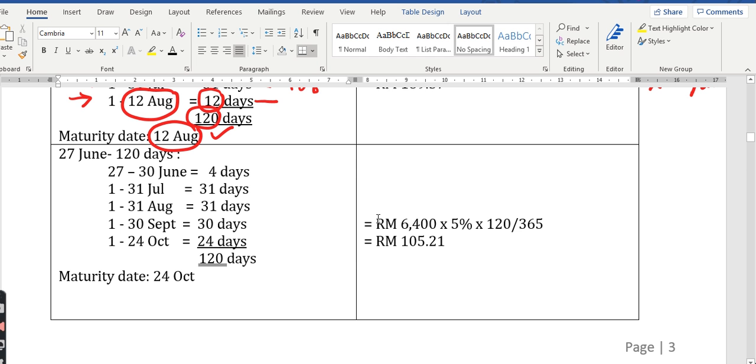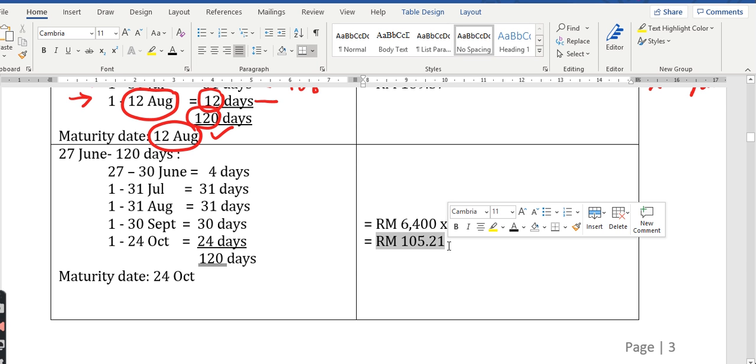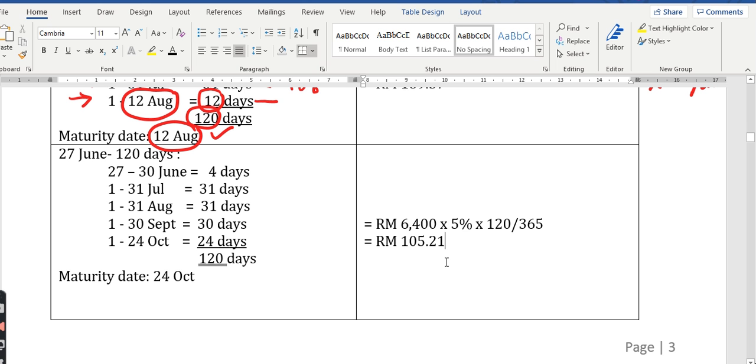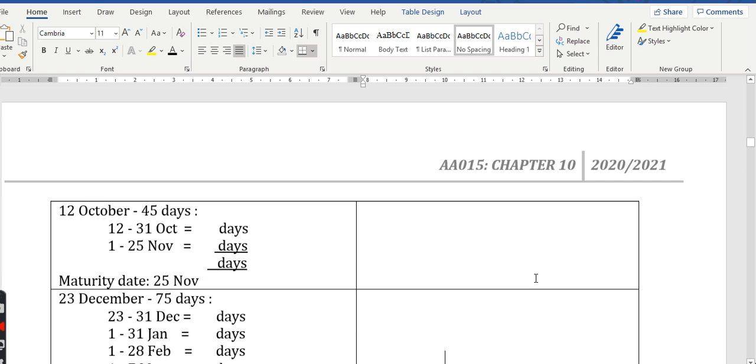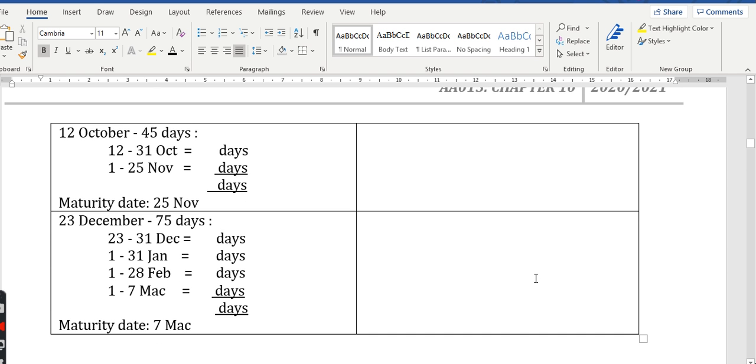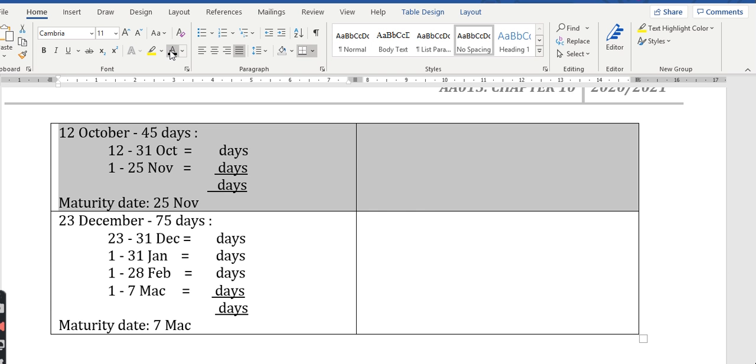I'll be paying 6,400. That is the principal, including the 105 ringgit and 21 cents for the interest. So these two items will be paid on the 24th of October. Next, you have a notes payable that is issued on the 12th of October, and the maturity period is 45 days. So for this one, the maturity date is on the 25th of November.